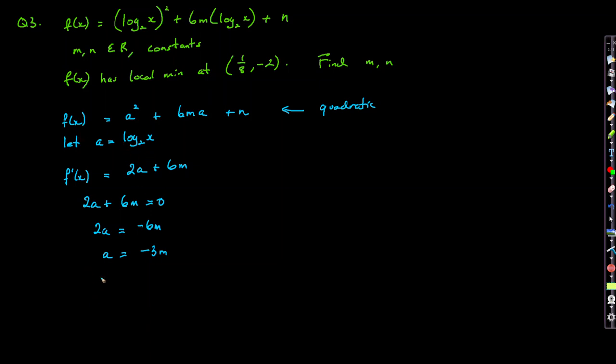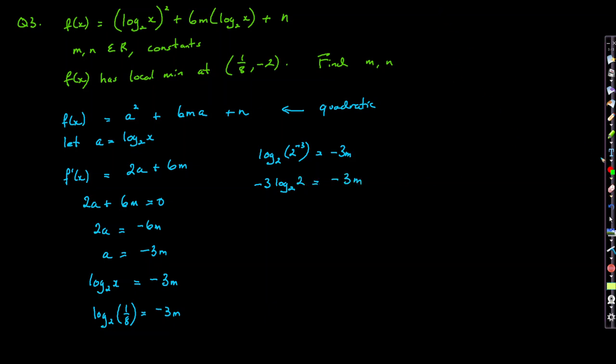Remember that a is this log base 2. So let's put that back now. Let's substitute in that 1/8 now. So we've got this log equation to solve. Now remember that 1/8 is 2 to the power of negative 3, so I'll just fit that in here. So log base 2 of 2 to the power of negative 3 is equal to negative 3m. And we can move that negative 3 to the front, so we get negative 3 log base 2 of 2 is equal to negative 3m.